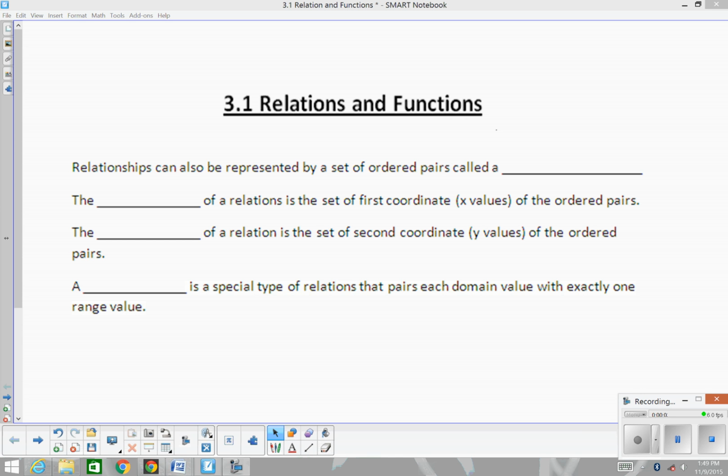All right, welcome back. Today we're going to be talking about section 3.1. We're going to be talking about relationships and functions, or just a relation. So you understand what the word relation or relationship means. Now we're going to refer them back to a mathematical term, which is a function.